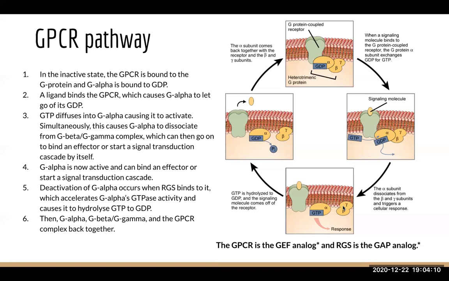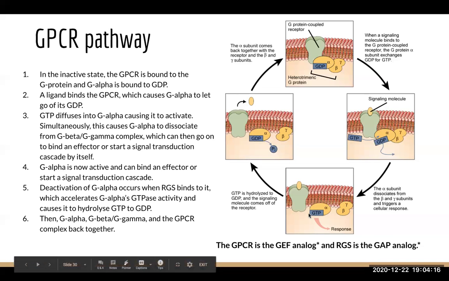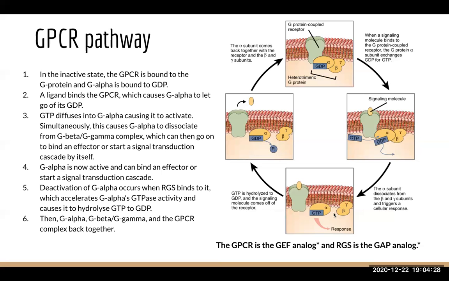So active G alpha is just G alpha that's connected to GTP. It's going to go around and do its thing. Once the cell no longer needs G alpha in its active state, another protein comes by. Oh, the RGS. This is when the cell doesn't want G alpha doing its thing anymore. It wants to stop G alpha from working.